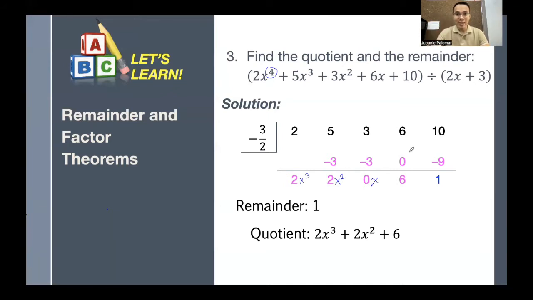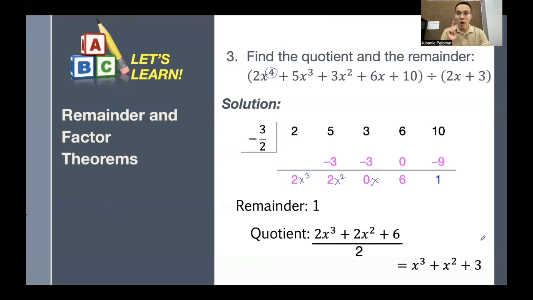When using synthetic division, we have to be very careful with our quotient, because this is not yet our final quotient. We still have to divide this one by 2. I'll tell you later why we have to divide the quotient by 2. So for now, let's divide first the quotient by 2. This is x cubed plus x squared plus 3.